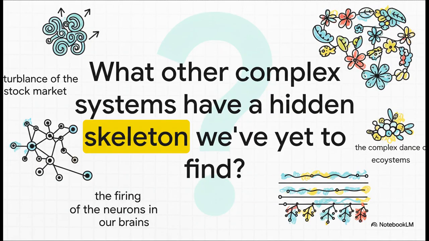And that leaves us with a final, really tantalizing thought. We found the hidden skeleton in the chaos of a laser beam. Okay, cool. But what about the chaos of the stock market or the firing of neurons inside our own brains? What about the complex dance of ecosystems? What other seemingly random parts of our world are out there, just waiting for us to find their beautiful hidden order?